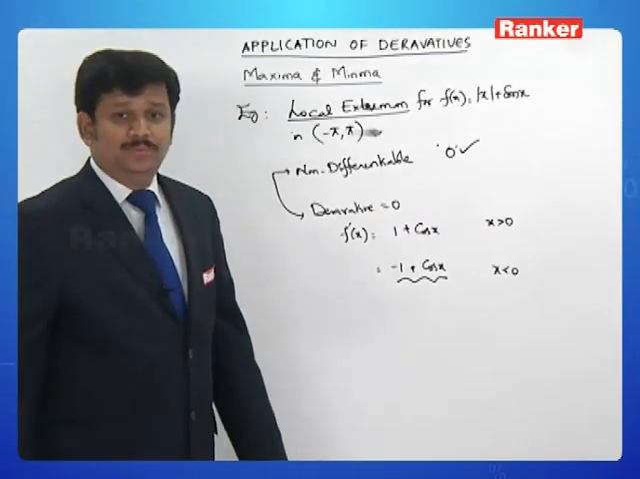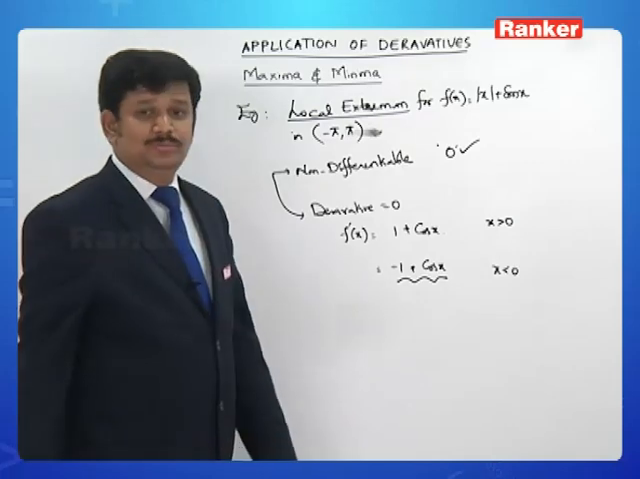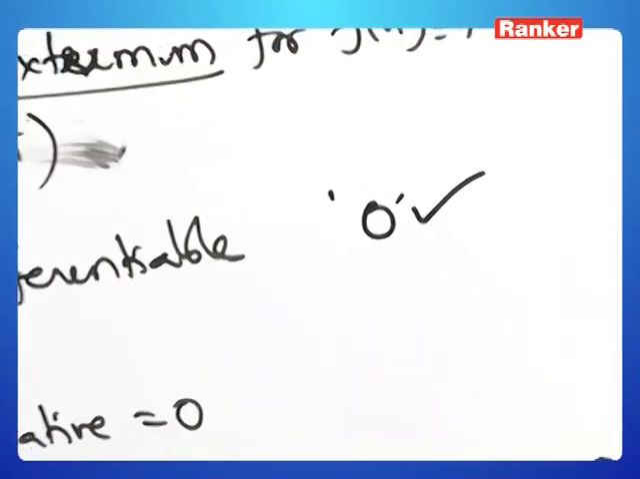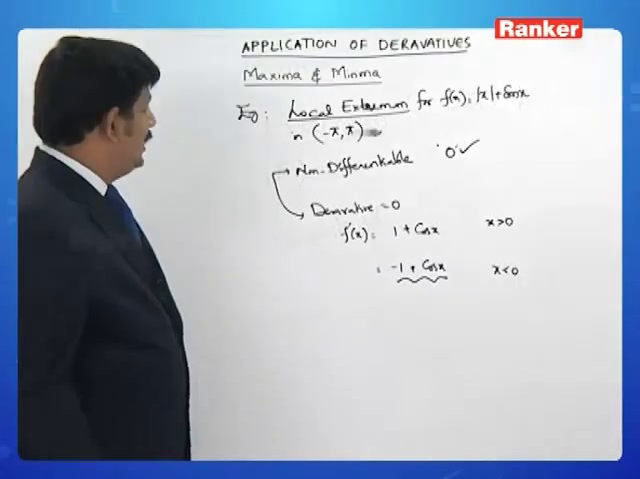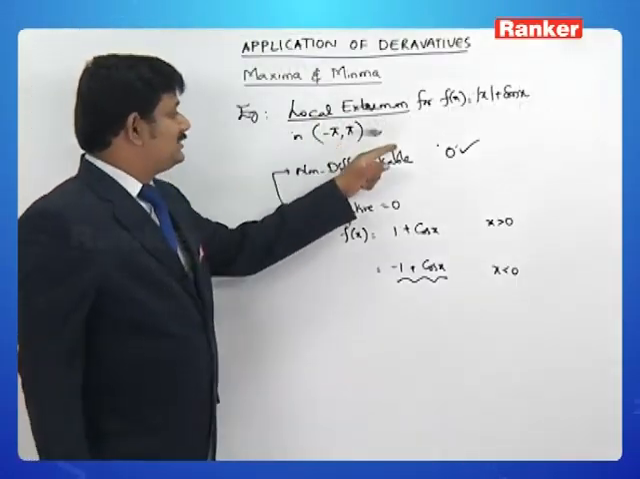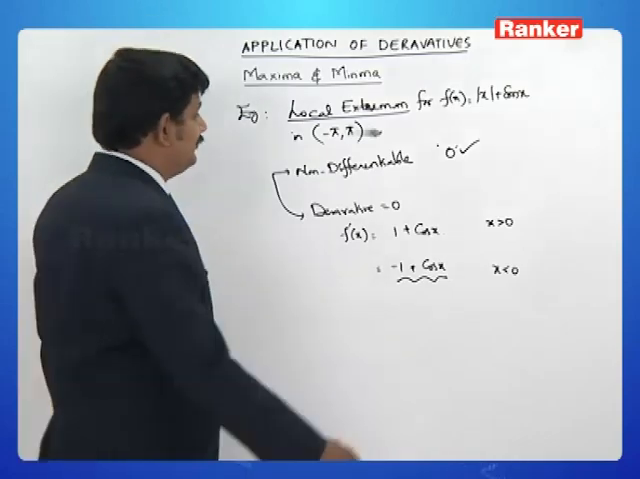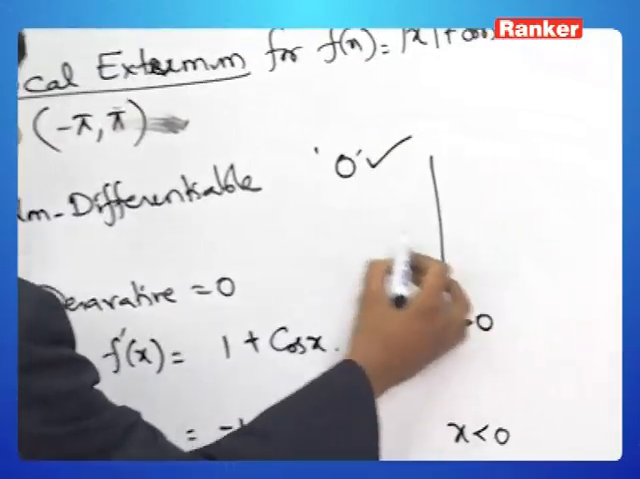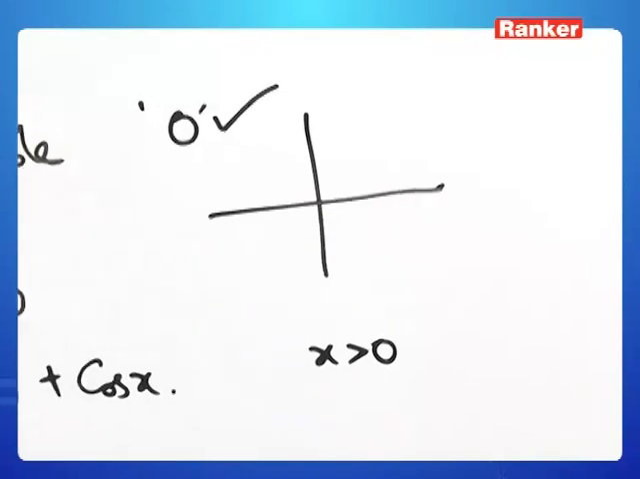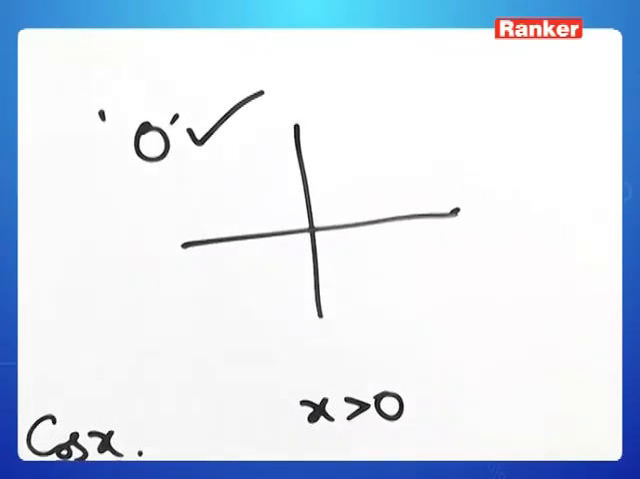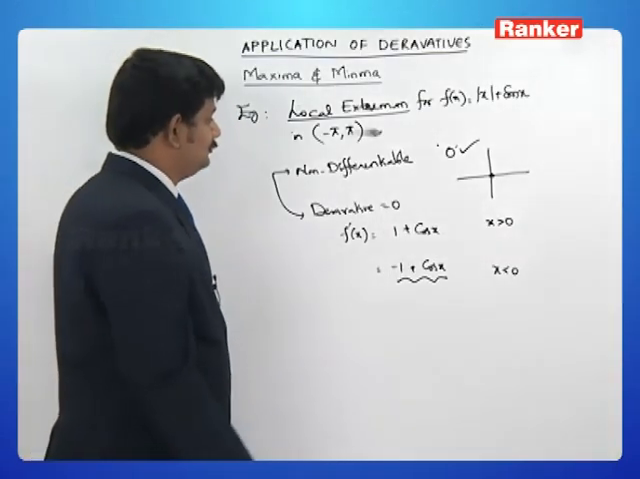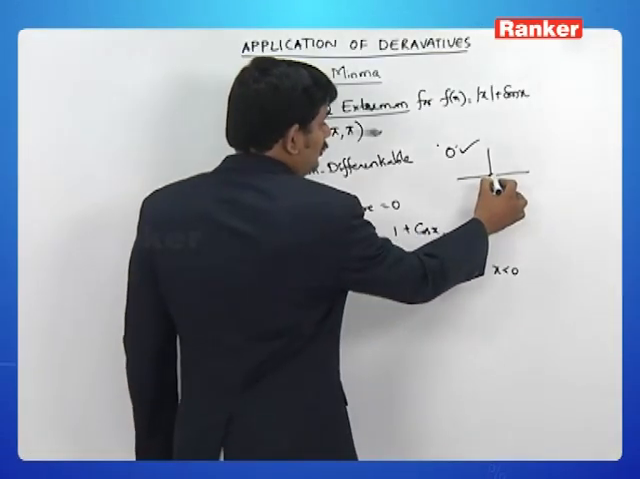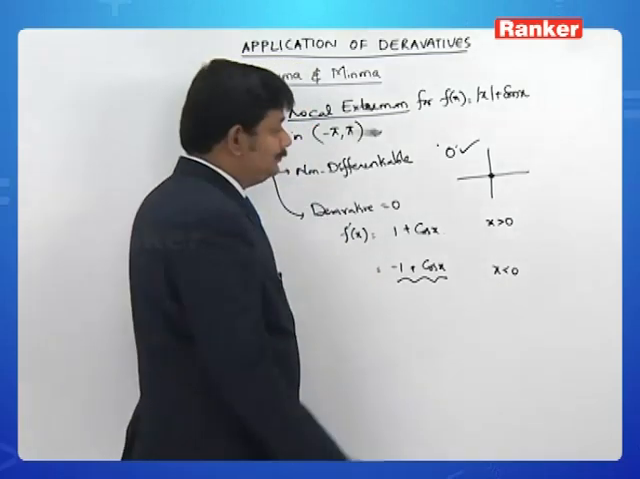So 0 is the only point which qualifies to be a local extremum. 0 is the only critical point. Now let us examine whether we have a local extremum at 0 or not. Let us identify the graph of mod x plus sin x. At 0, x is 0 and sin x is 0, so the graph passes through the origin.